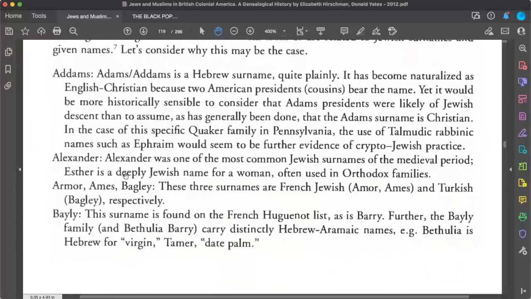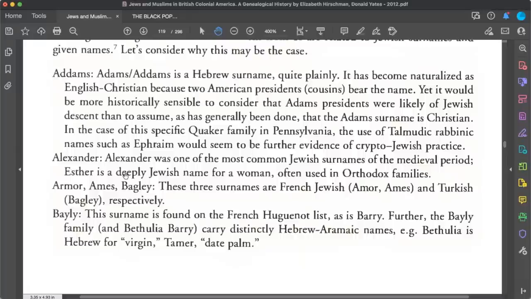Now it says here Adams is a Hebrew surname, quite plainly. It has become naturalized as English Christians because two American presidents' cousins bear the name. Yet it would be more historically sensible to consider that Adams' presidents were likely of Jewish descent than to assume, as has generally been done, that the Adams surname is Christian. In the case of this specific Quaker family in Pennsylvania, the use of Talmudic rabbinic names such as Ephraim would seem to be further evidence of crypto-Jewish practice. Alexander, says here, was one of the most common Jewish surnames of the medieval period. Esther is a deeply Jewish name for women, often used in Orthodox families.